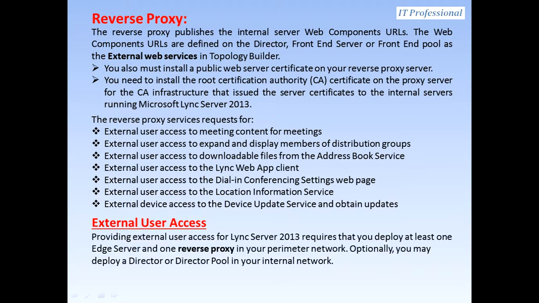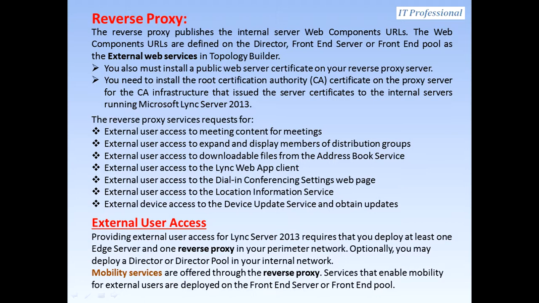For external user access, providing external user access for Lync Server 2013 requires that you deploy at least one edge server and one reverse proxy in your perimeter network. Optionally, you may deploy a director or director pool in your internal network. For mobility, services are offered through the reverse proxy. The services that enable mobility for external users are deployed on the front-end server or front-end pool.